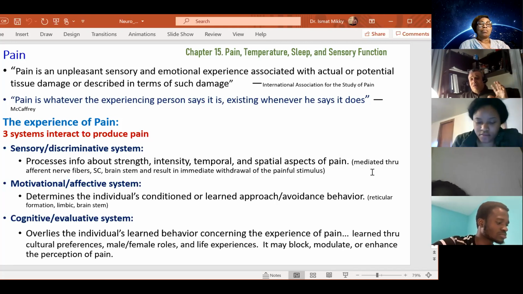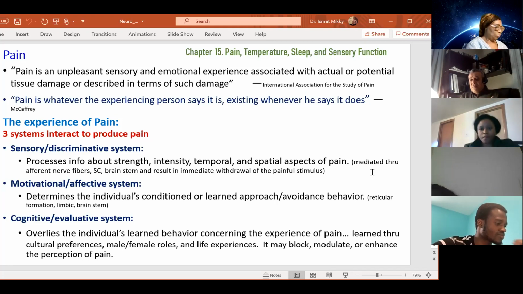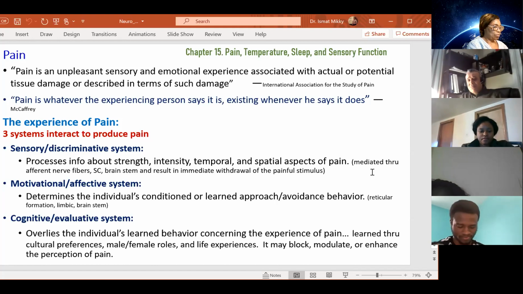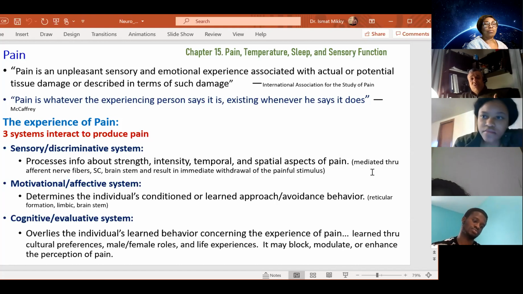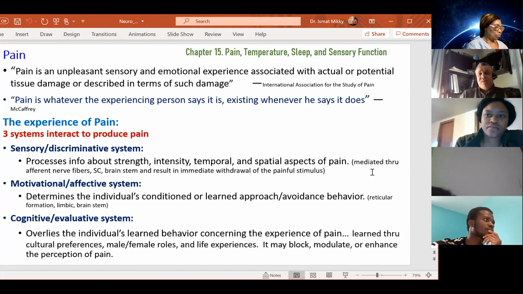So there are three systems that interact to produce pain. When it comes to pain threshold, pain tolerance, and pain dependence, as we define later on, you will find that the experience of pain involves the interaction of all these three systems.